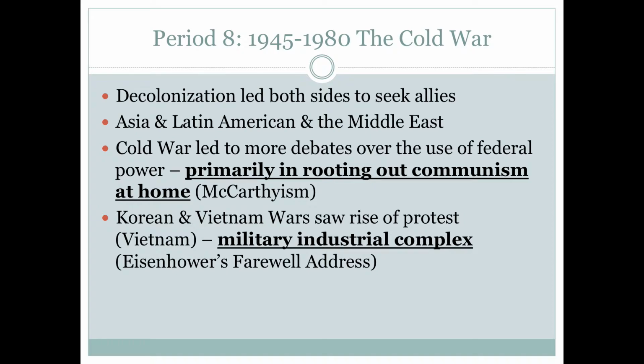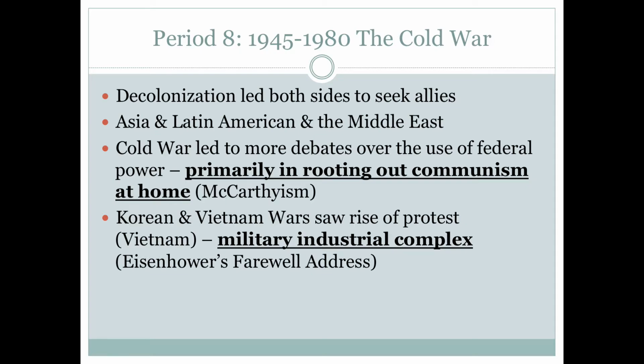There's a lot of aspects of the world that's involved. Both sides are trying to seek allies. Colonization comes to an end after World War II in Africa and Asia and parts of Latin America, and both the Soviet Union and the United States want allies. The Middle East becomes a huge area of concern for both because of oil. A lot of debates in the United States over the use of federal power. Presidents become very powerful at this time period because they use the justification of the Cold War in order to gain more power. Here at home, your key concept talks about a rooting out of communism at home.